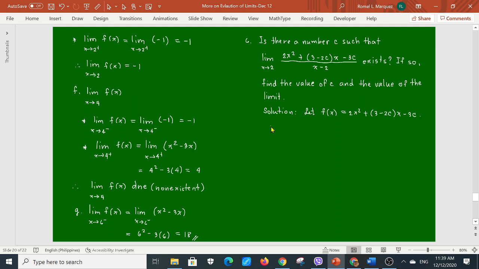We now have f of 2 must be equal to 0, no?